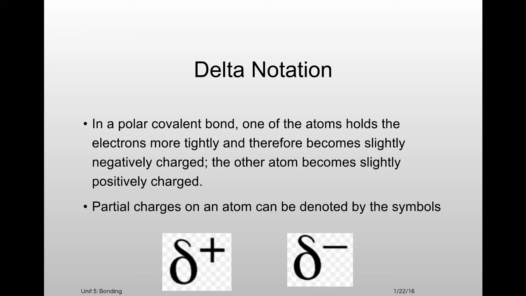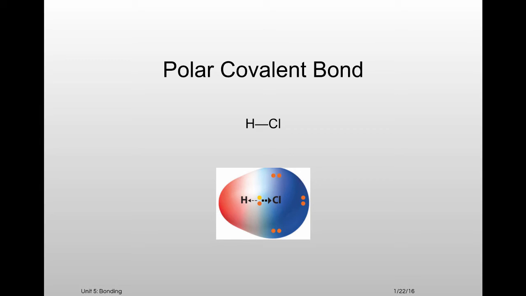It stands for partial charge. So in a polar covalent bond, the atom that holds the electron more tightly becomes slightly negative charge, and so we would write the delta negative above that atom, and therefore the other one who has the electrons less will become slightly positively charged. And so here are our delta notations. So here's our polar covalent bond again, and there are our delta notations. Hydrogen, who has the less electronegativity and therefore the positive charge, and chlorine that has more electronegativity and the negative charge.